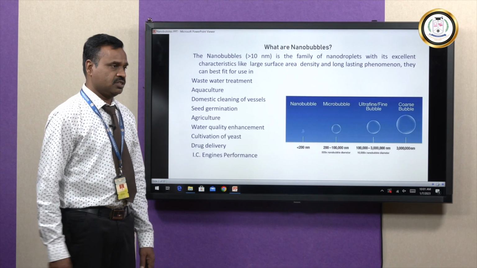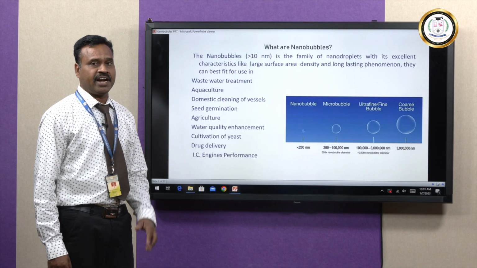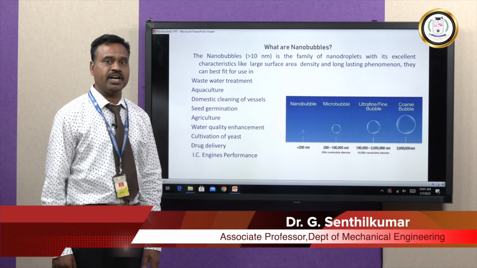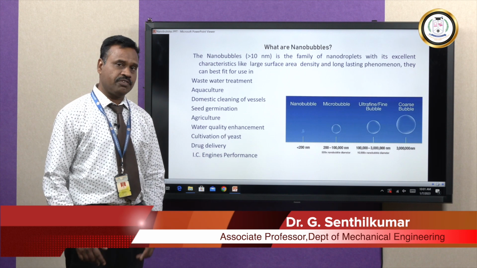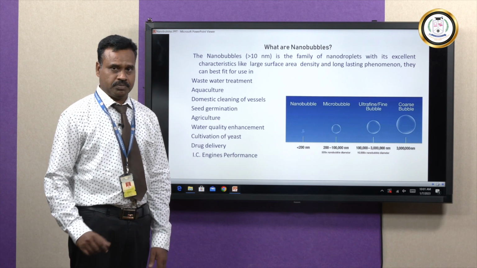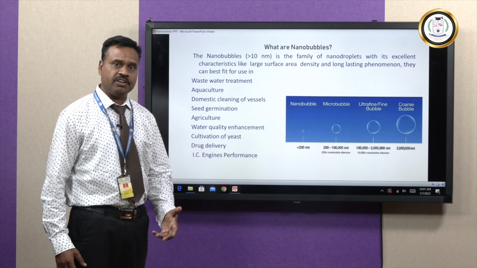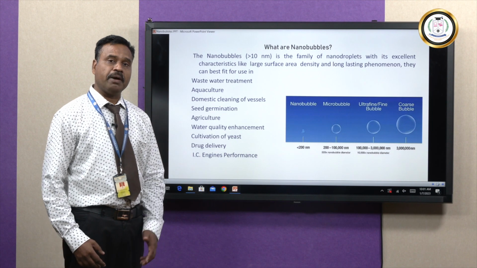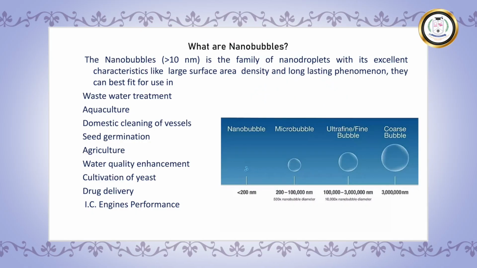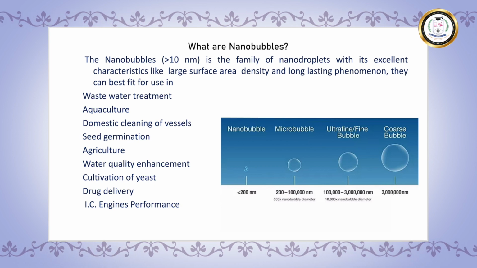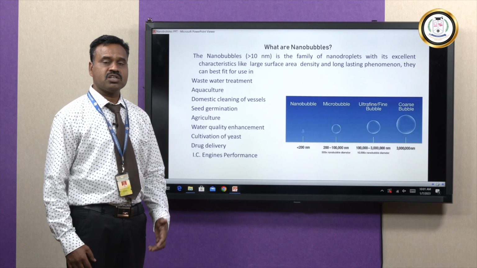Why are we using it? Because of their excellent characteristics. For example, they have a very large surface area density. What is the surface area density? If you take 1 meter cube volume of any liquid, let us say water, these nanobubbles occupy maximum area. That is called surface area density, that is meter square per meter cube, and they have a long-lasting phenomenon.